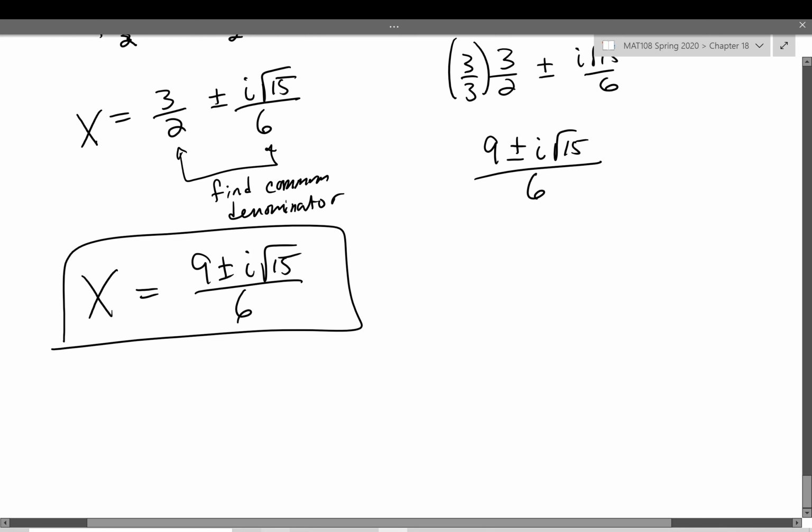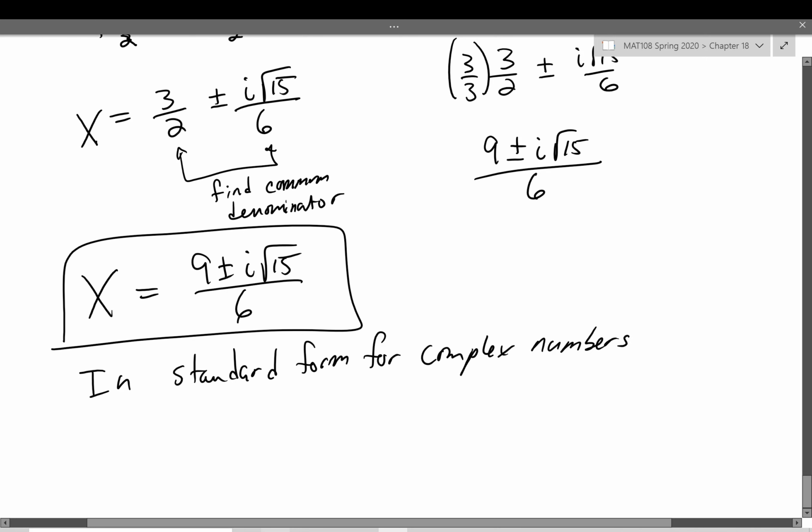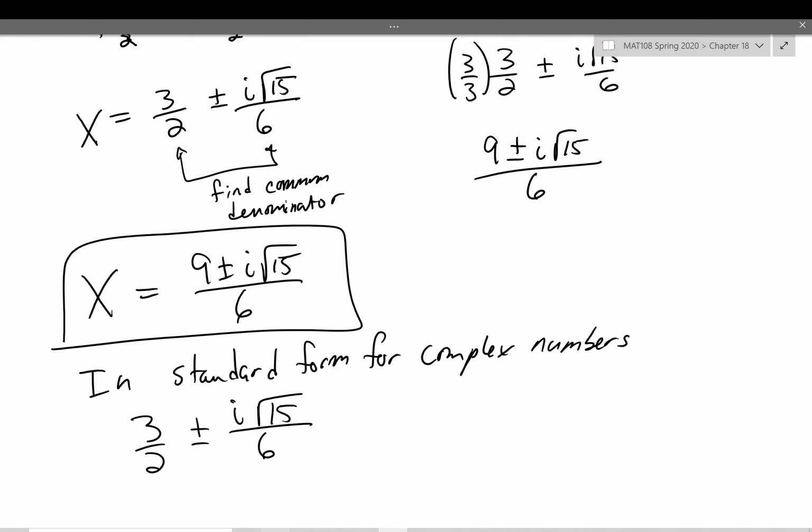So here is the simplified solution, 9 plus or minus i square root of 15 over 6. In standard form for complex numbers, because remember, we have complex numbers here. All right? The answer would be 3 over 2 plus or minus i square root of 15 over 6. Okay? Like I said, I'm accepting both answers. Just get me the answer. That's all I really care about.